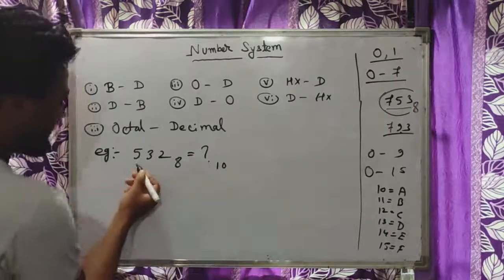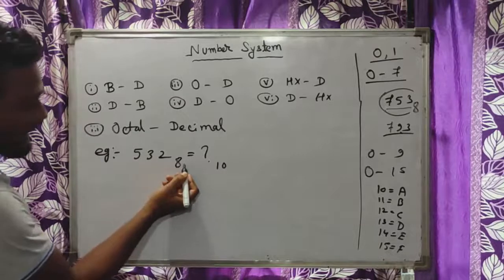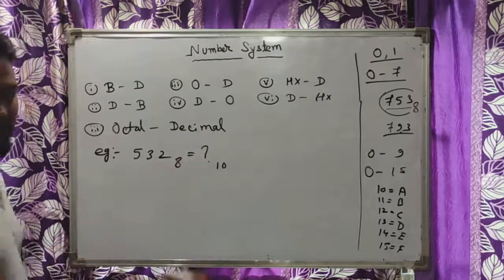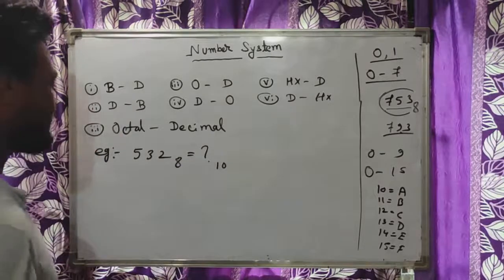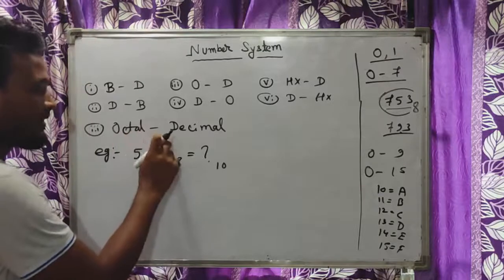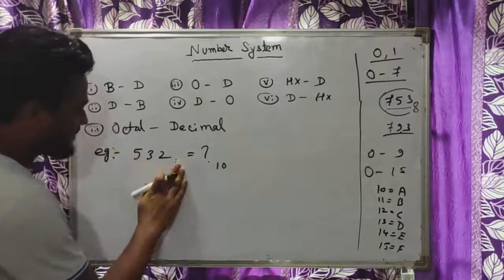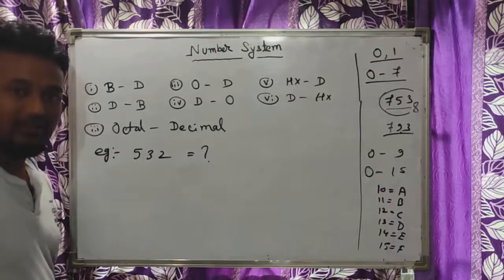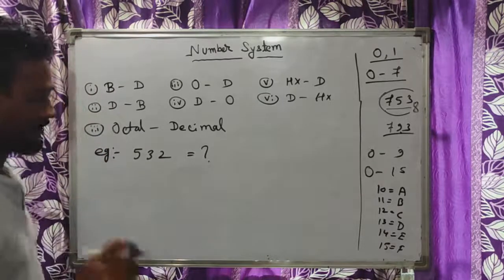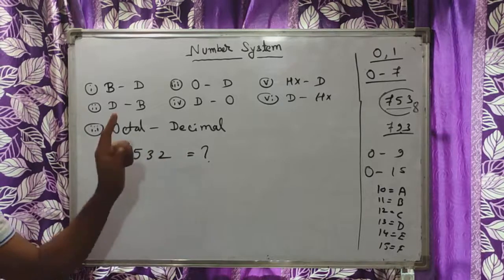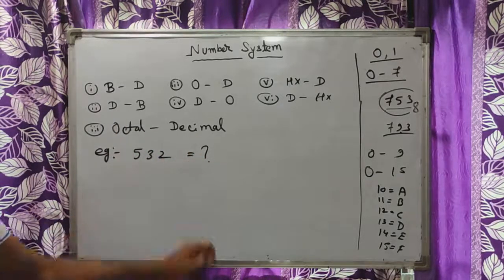So you can see here 532 in base 8 equals question mark in base 10. That means we convert from octal to decimal. Sometimes in the examination they might give it like this: convert the following number to a decimal number. In that case, even if it is not mentioned, you can easily identify it. Our point here is how to convert this octal number to a decimal number.